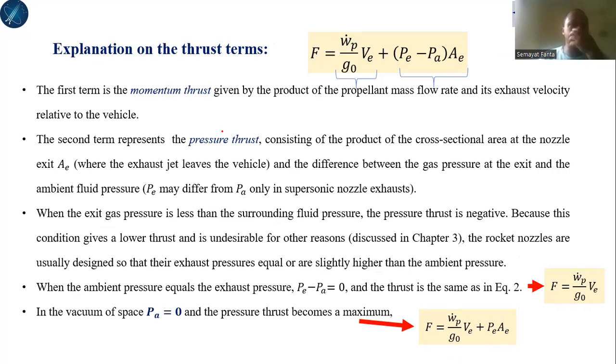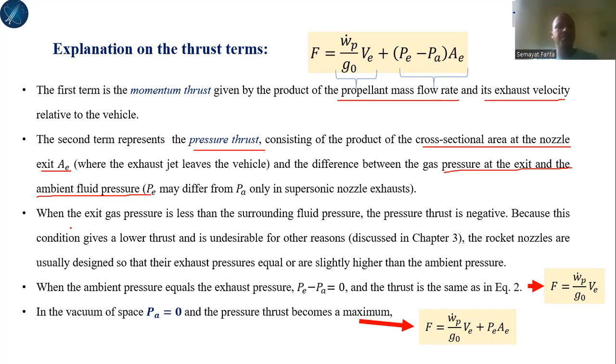So this is some explanation on the two components, the momentum thrust and the pressure thrust. The first term is called the momentum thrust, which is given by the product of propellant mass flow rate and its exhaust velocity relative to the vehicle. Okay. And the second term is pressure thrust, which consists of the product of cross-sectional area at the nozzle exit and the difference between the gas pressure at the exit and the ambient pressure. So this is the definition.